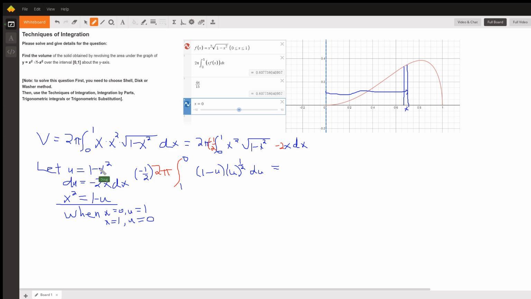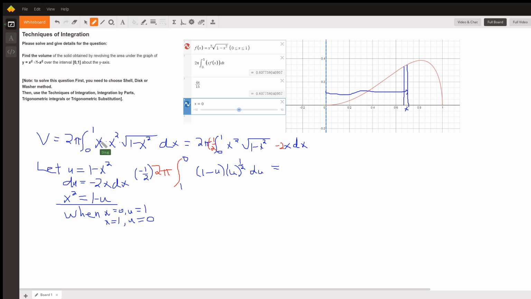And it looks to me like u substitution might work. If I let u equal 1 minus x squared, then du equals negative 2x dx. And also x squared equals 1 minus u from this first equation. And after I have written those down, I think maybe I'll rewrite the way this first definite integral looks.